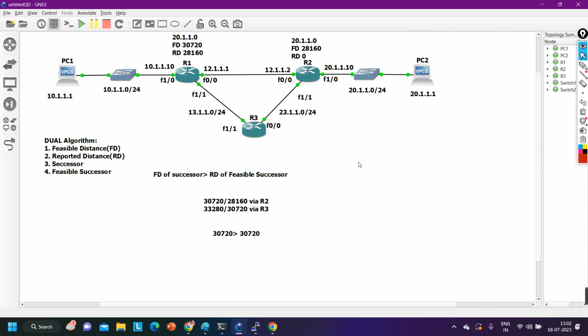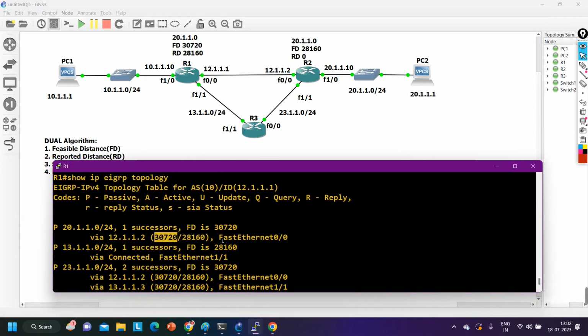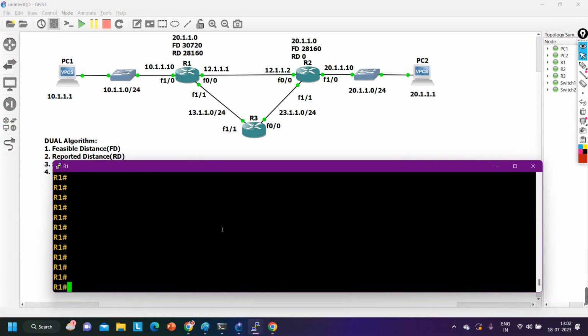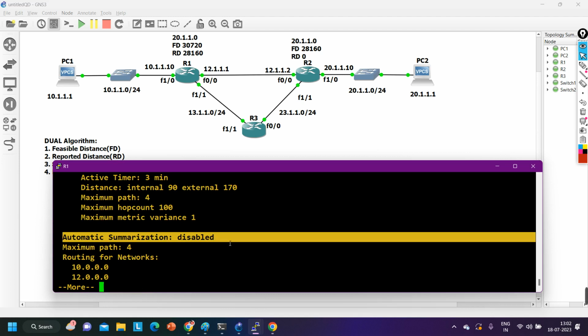Is it clear? Any doubt? Now we have simple features in EIGRP like the RIP protocol. In RIP we have automatic summarization, so here also we have automatic summarization. In EIGRP, by default, automatic summarization is disabled.